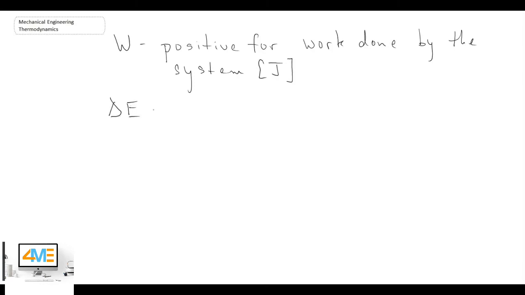Next, on the right-hand side of the equation, we had delta E. Now, delta E is a combination of a number of different properties. So that is the total energy of the system, and it will consist of the internal energy, which we'll denote as delta capital U, plus delta kinetic energy, which we'll denote with a KE, plus delta potential energy, which we'll denote with a PE. The units of all of these, again, will be in joules.